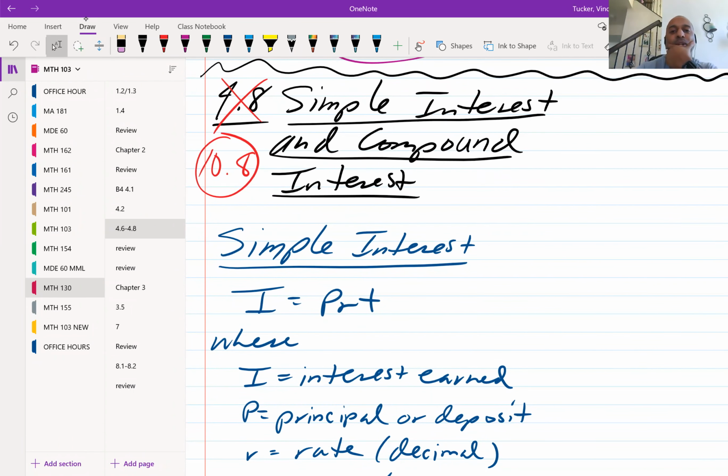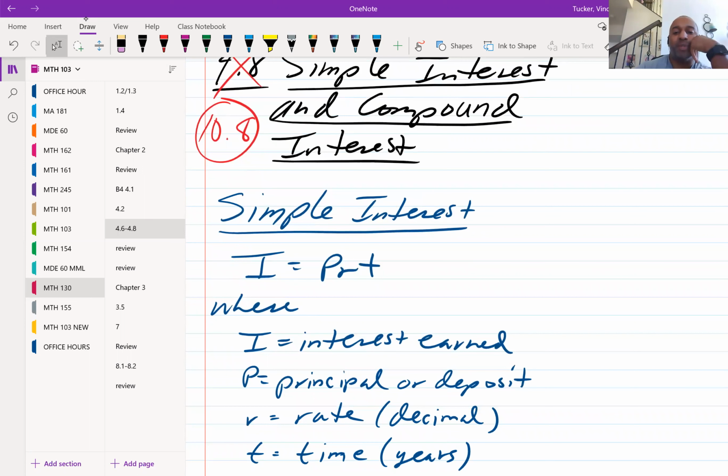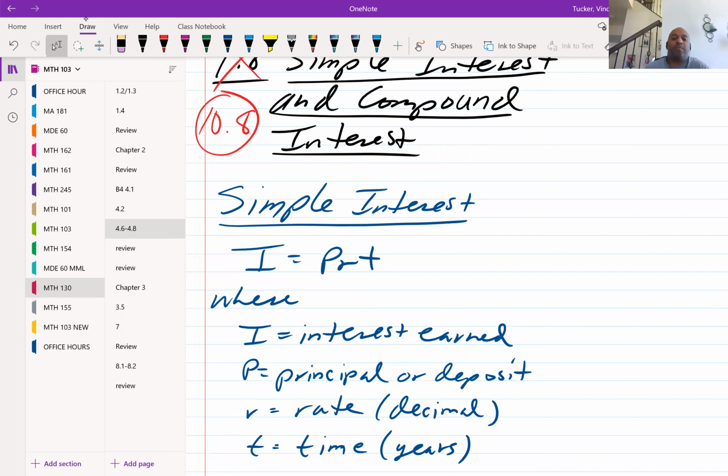Here we're looking at 10.8, simple interest and compound interest. You're most definitely going to have to use your calculator on this compound interest formula, so just a heads up, unless you're really nice with the math. With your simple interest formula, the first one, to calculate your simple interest, it's P times R times T. I is your interest earned, P is your principal deposit, R is your rate, don't forget to put it in decimal, and T is your time in years.